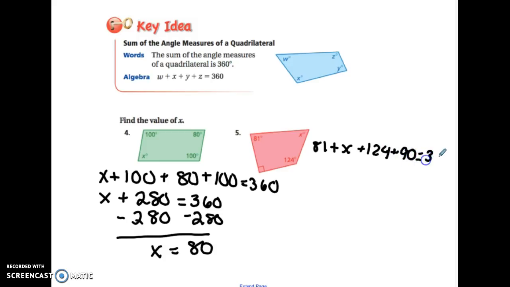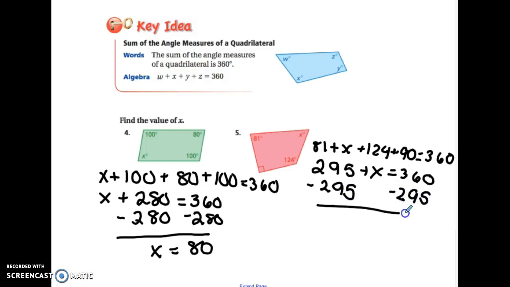So last example here, we can say 81 plus x plus 124 plus 90 equals 360 degrees. Combine your like terms first. 81 plus 124 plus 90 is 295. Isolate, subtract 295 on both sides. x equals 65, so that missing x value is 65 degrees.